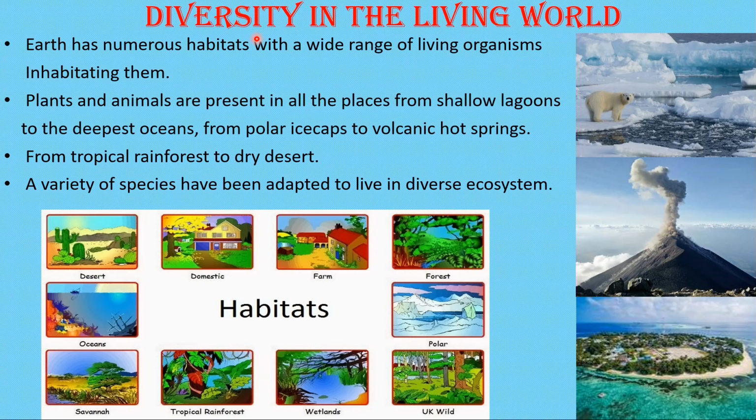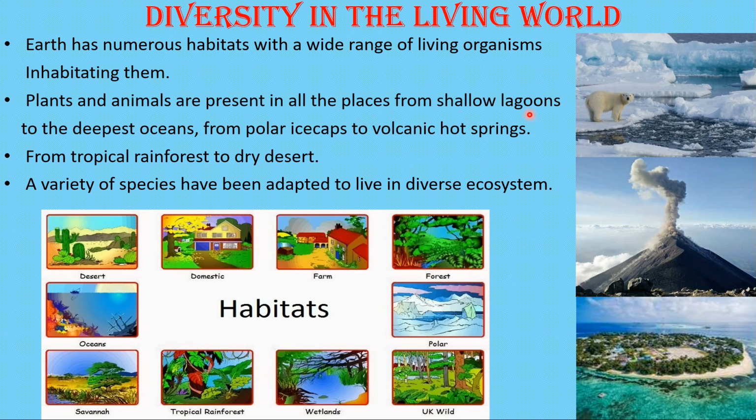Now, you can see here diversity in the living world. I said biodiversity. Diversity means what? There is variability among the living organisms. So, this is our earth. It consists of various habitats. Habitat means living place, with a wide range of living organisms. They are living in the various habitats. So you can see plants and animals occupying all the places.